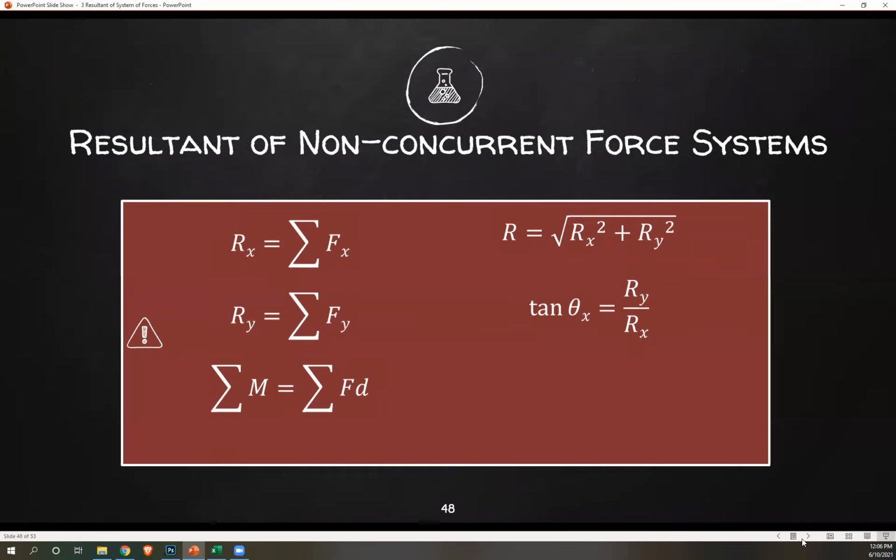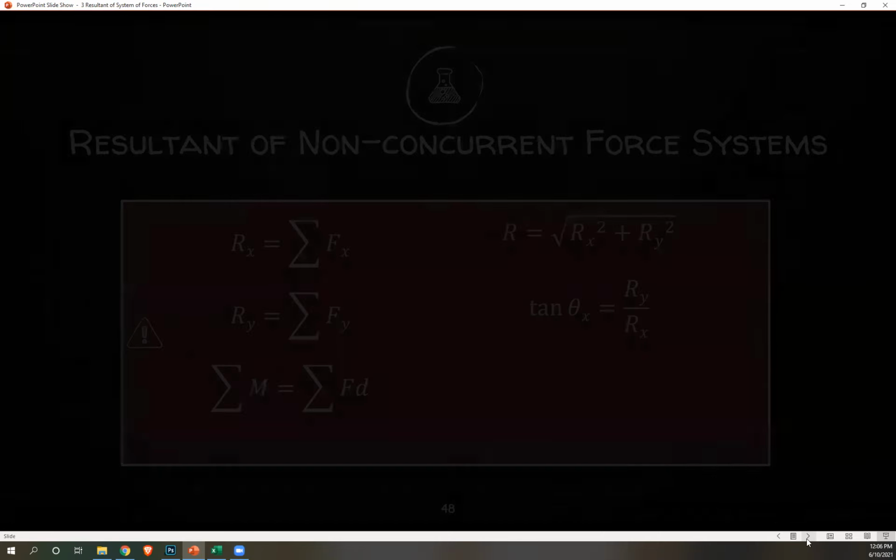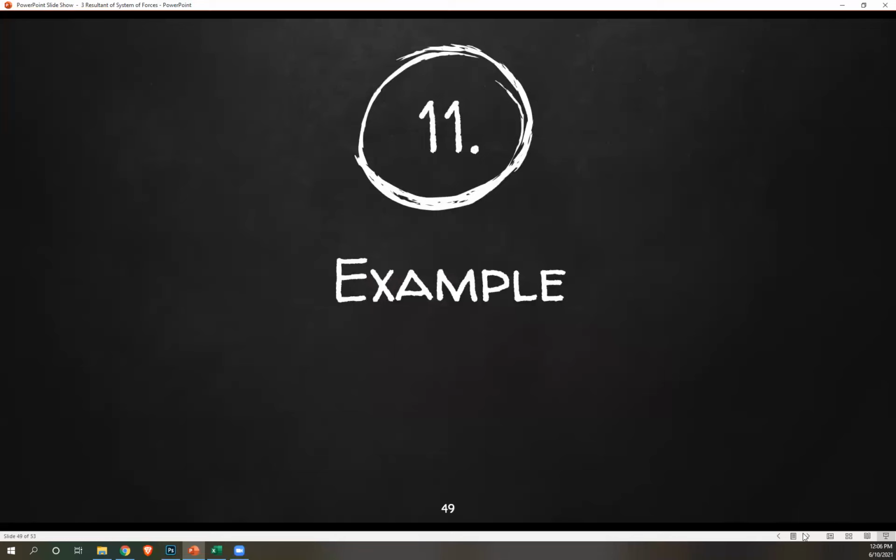This resultant R dictates the motion of your object, specifically its translational motion, meaning its linear direction, so up, down, left, right, or at an angle of however many degrees. That angle of inclination is taken from the equation tangent theta x is equal to Ry over Rx, and remember, this theta is always taken from the x-axis. So that's it, a combination of everything we discussed so far. Therefore, let's begin with our examples.